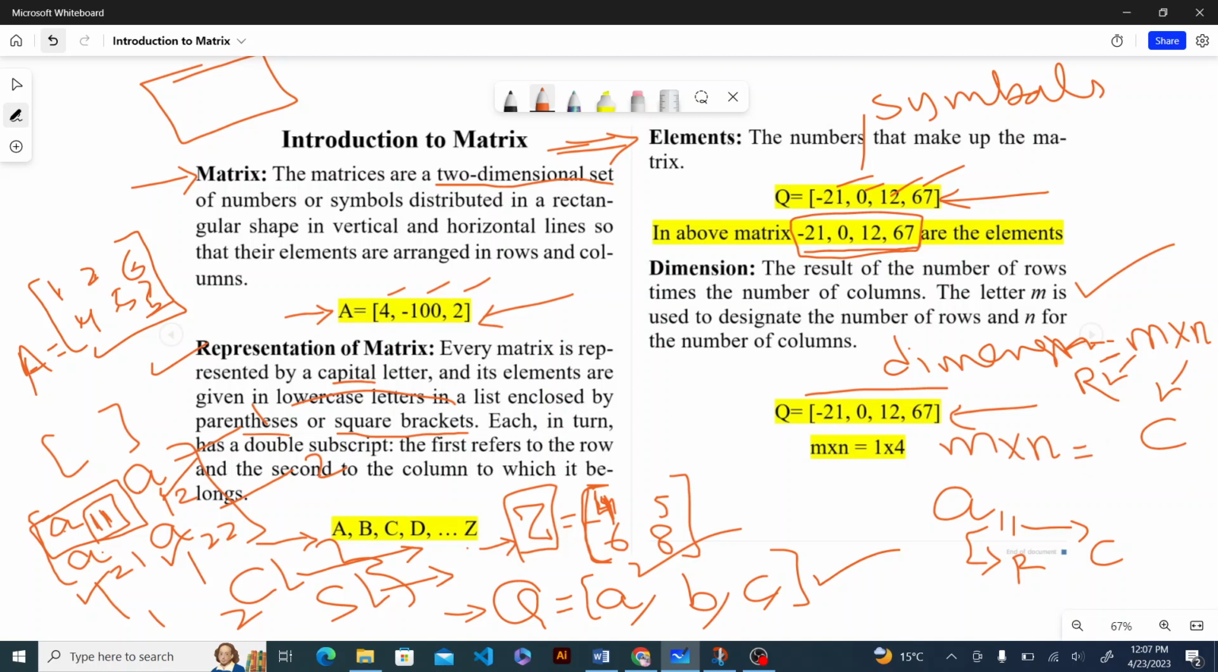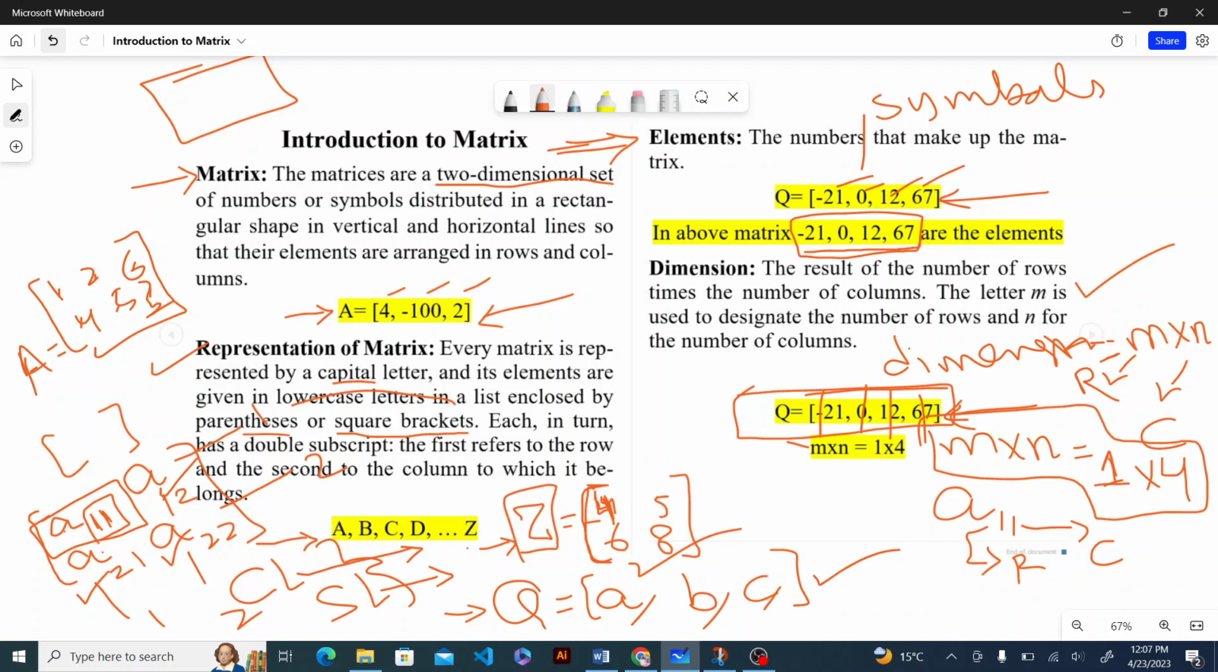So M into N will be what? M, the number of rows, will be 1, because only one row is here. Multiplication sign, multiply by the number of columns. How many columns are there? 1 2 3 4. 4 columns. So for this matrix, the dimension M into N will be equal to 1 into 4, 1 multiplied by 4.